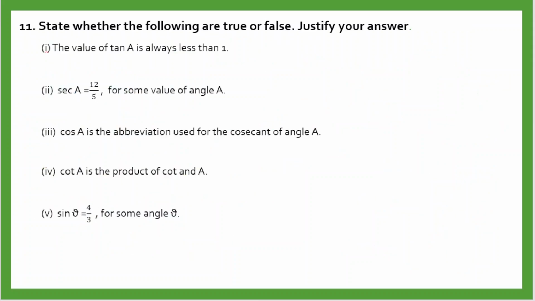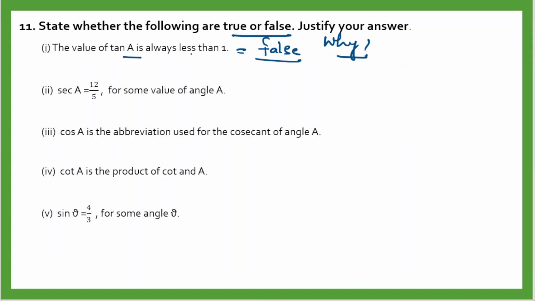Now you have question number 11. In this you have to state whether the following are true or false, and you have to justify your answer. First, the value of tan A is always less than 1. Is it true or false? Write in the comment box fast. It is false. And why? Write in the comment box.